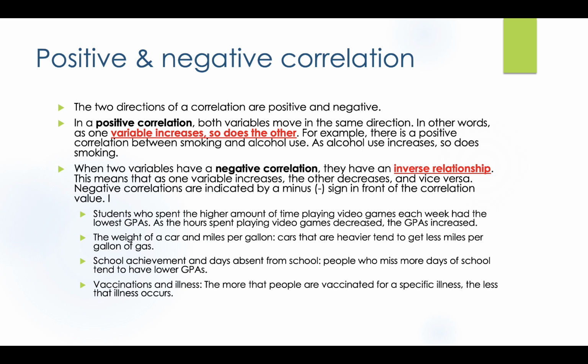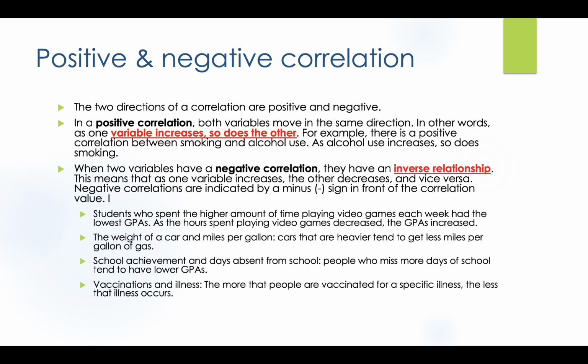So when we look at correlations, it's really the strength of a relationship between 2 variables. And they can go in 2 different directions, a positive and a negative direction. So a positive correlation is when both variables move in the same direction. So as one variable increases, so does the other. So think of it like this. Say, for example, we're looking at smoking and alcohol use. So as alcohol increases, so does smoking. So there is a positive correlation between smoking and alcohol.